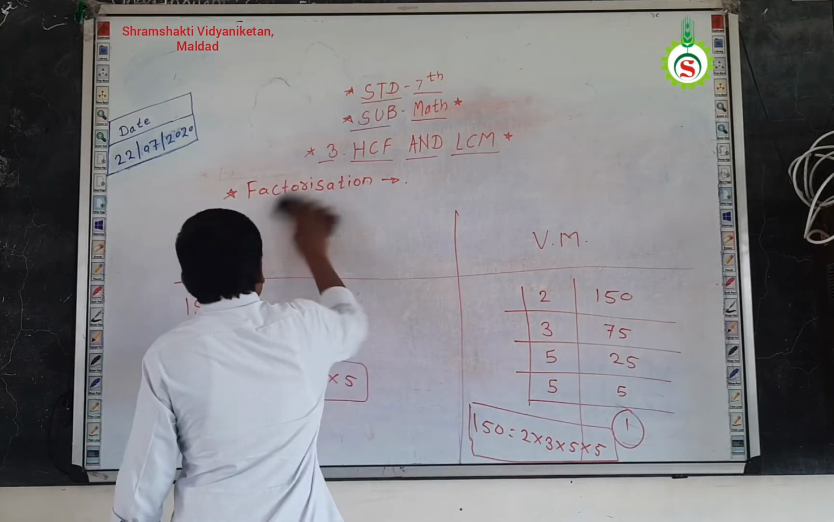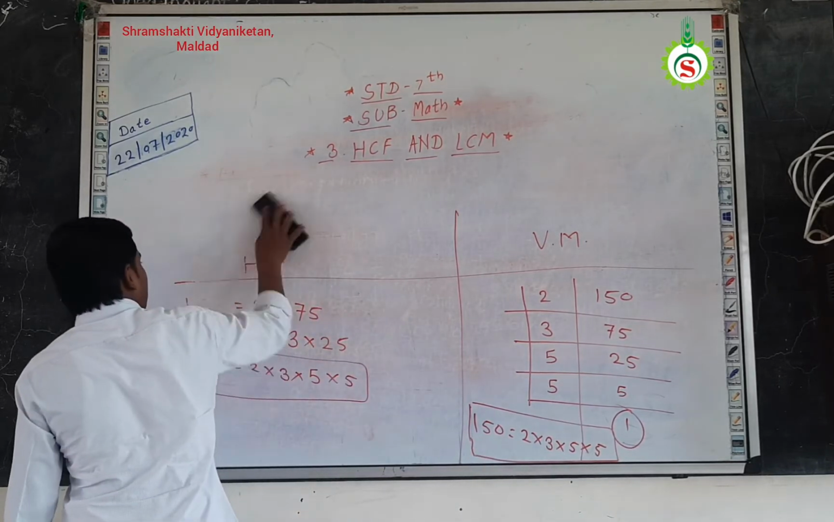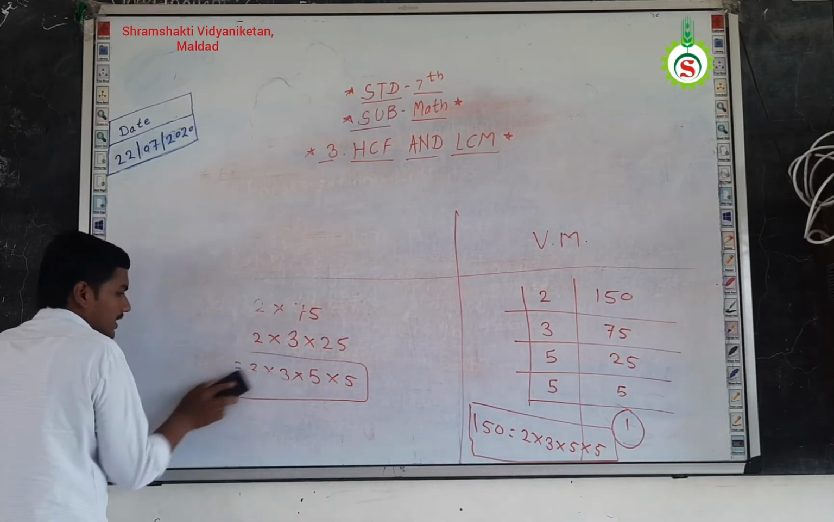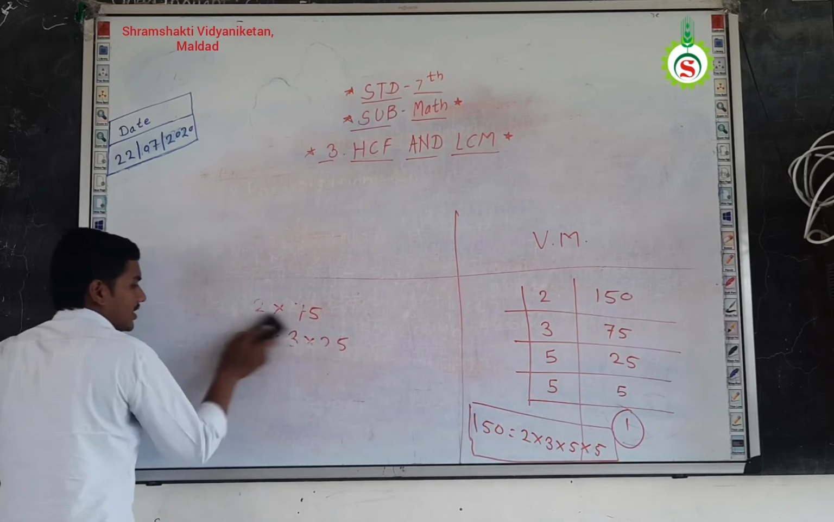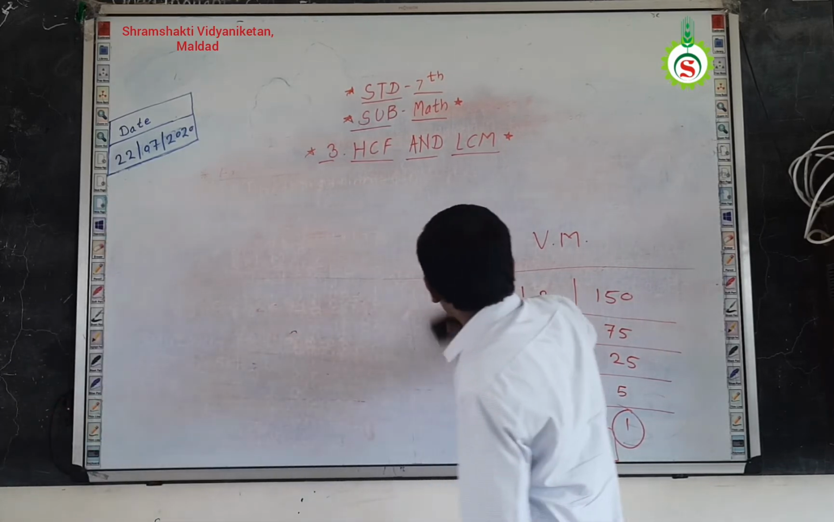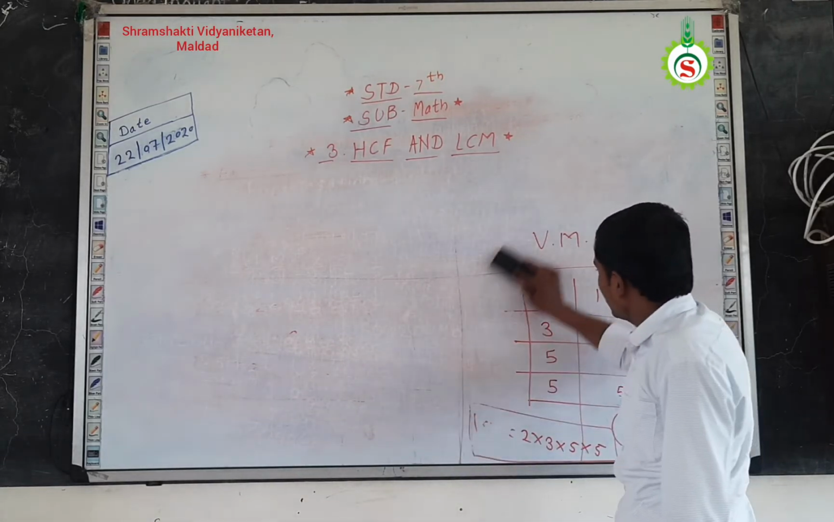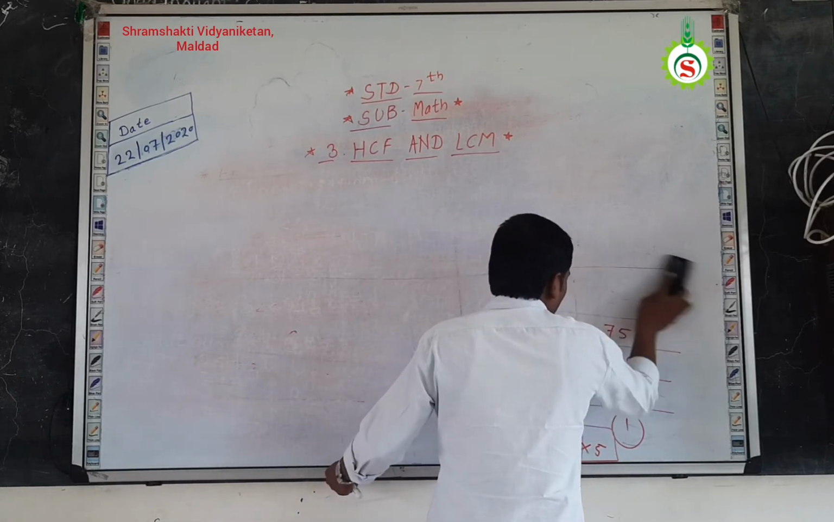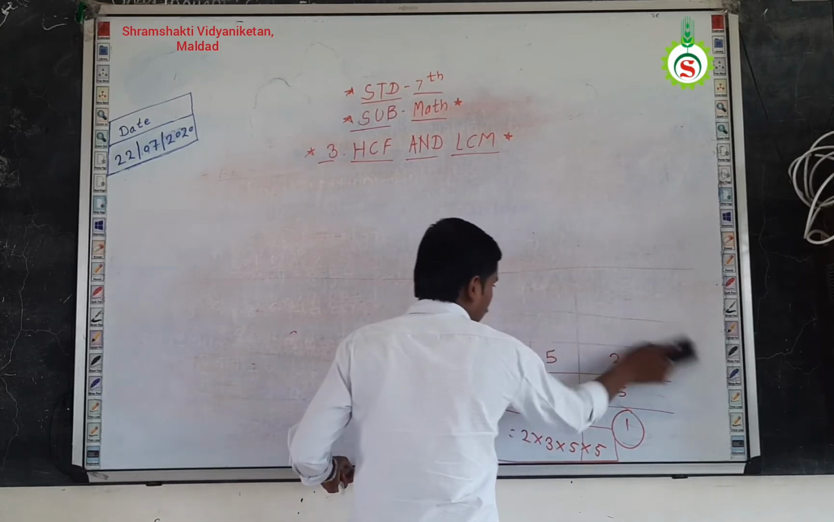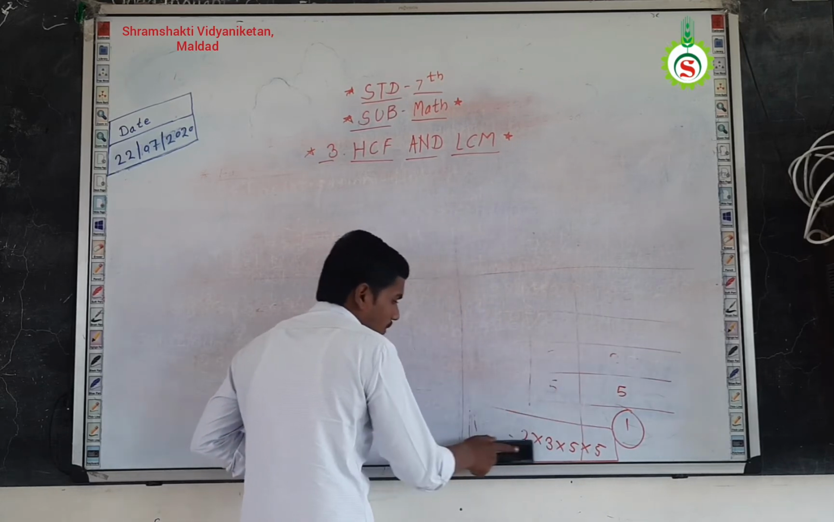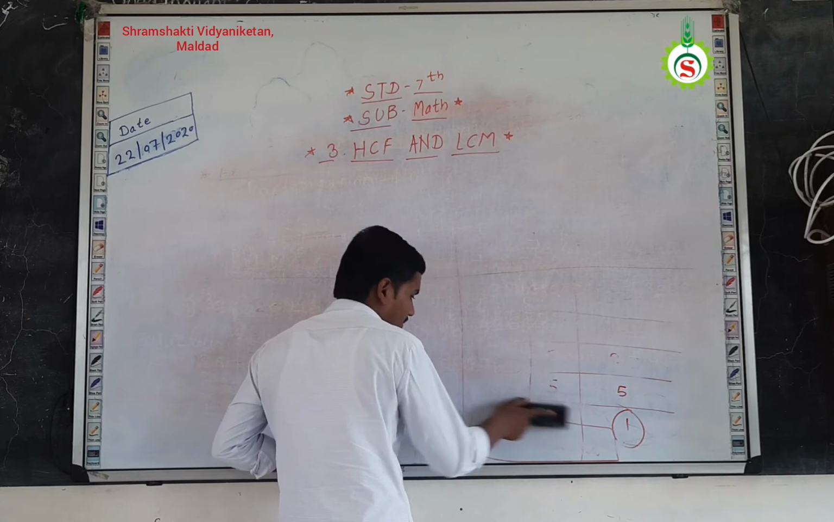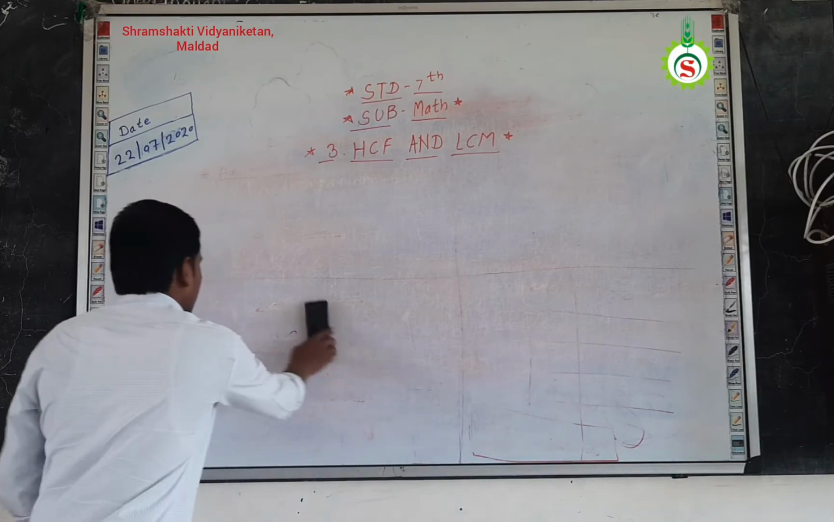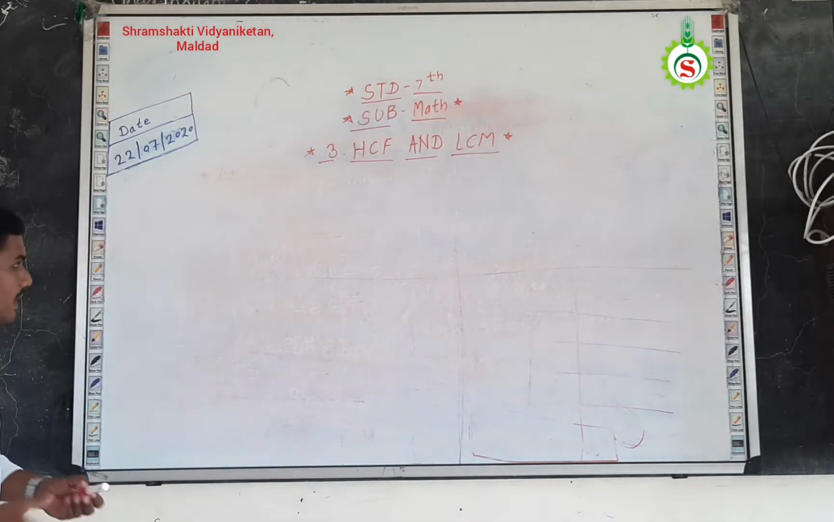Now, after factorization in our chapter HCF and LCM, the main point is finding the HCF. HCF means highest common factor. So, how to find out the HCF? That we will start now. All of you are now able to do the factorization of the given number. Now we will move towards our main topic, that is HCF.